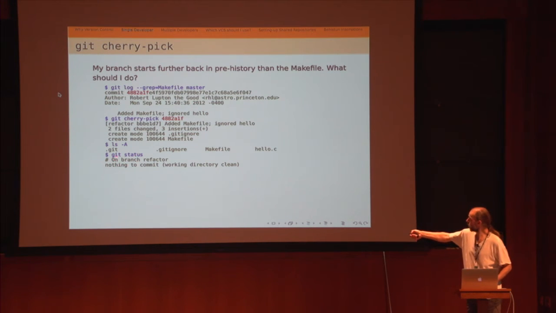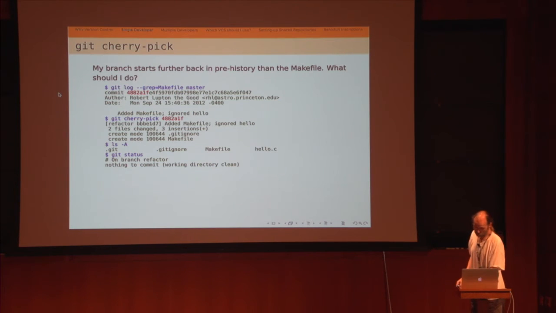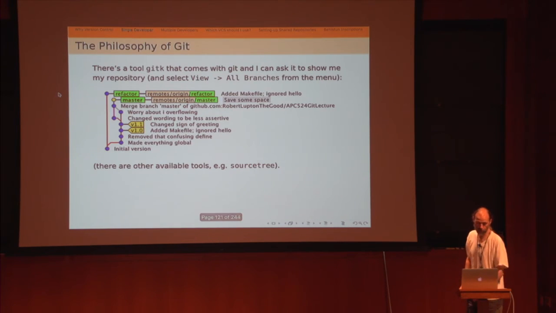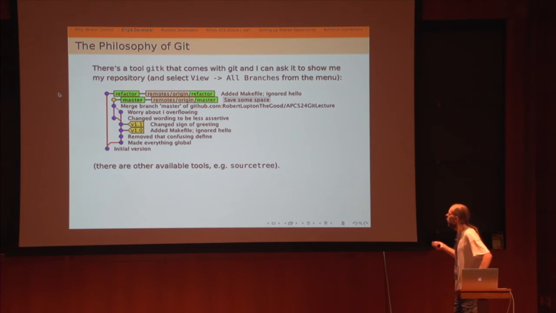And now you'll see that the git status command tells you I'm on the branch refactor with nothing to commit. So the cherry pick copied the files over and also did the commit. So it's a way of moving history from one place to another. Okay, philosophy is a big word.